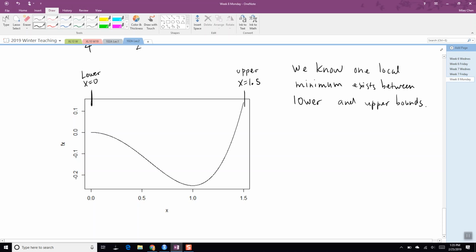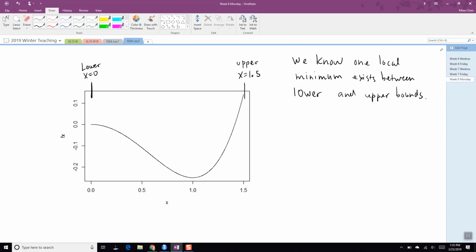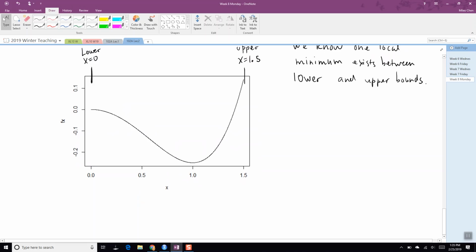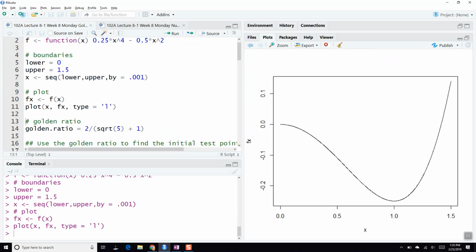Okay, so we know one local minimum exists between the lower and the upper bounds. And what we're going to do is find x1 and x2. We're going to find two test points inside that are not actual midpoints, but points that are the golden 0.618 of the way from 0 to 1.5. So I'm going to find the golden ratio.